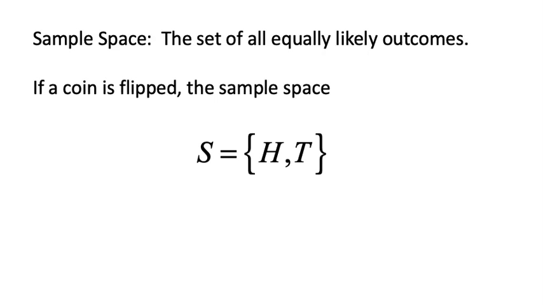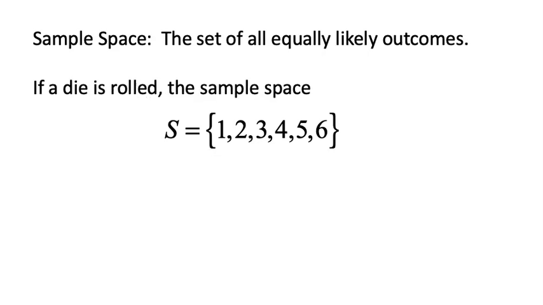Our simplest case is to flip a coin. If you flip a coin, there's two things that could happen. You could get heads, you could get tails. Both are equally likely, so that's what makes up the sample space. If a die is rolled, what are the possible results? You could get 1, 2, 3, 4, 5, or 6, all equally likely. Equally likely outcomes make up the sample space.